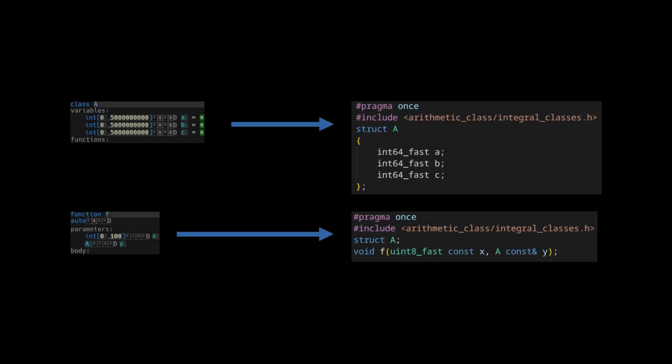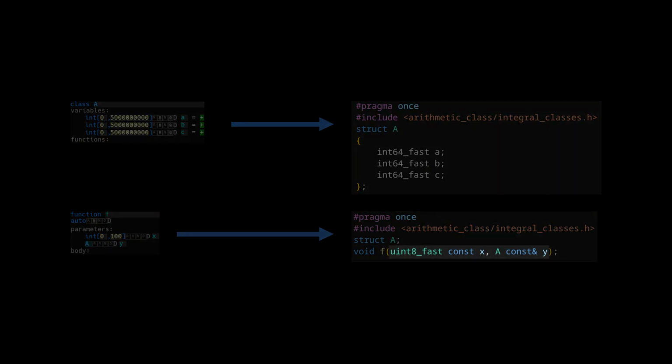Here's a demonstration in my language. My compiler outputs C++ code. You can see it automatically optimizes X to be passed by copy and Y to be passed by reference.